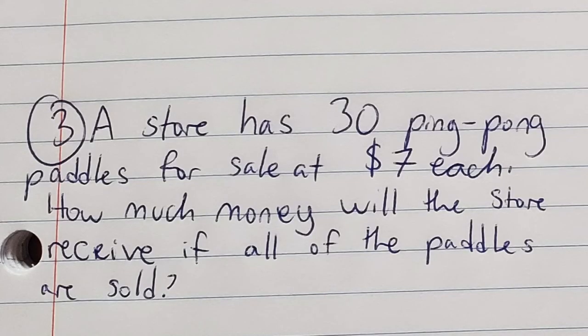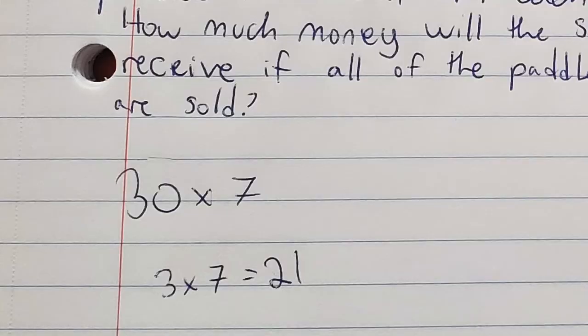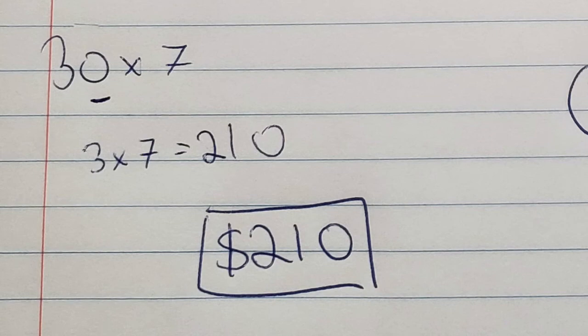Another word problem. A store has 30 ping pong paddles for sale at $7 each. How much money will the store receive if all of the paddles are sold? This time we are doing 30 times 7. We're going to do the same thing. We multiply the digits that are not 0: 3 times 7, which equals 21. And then we see how many zeros we have in our problem. It's only 1 zero behind our 3. So we slap that on, put in our label, which in this case is a dollar sign, and our answer is $210.